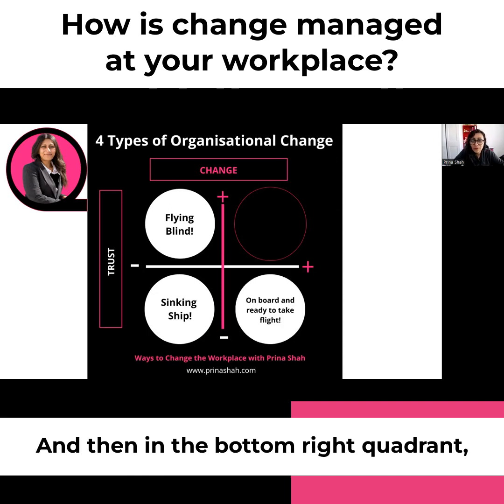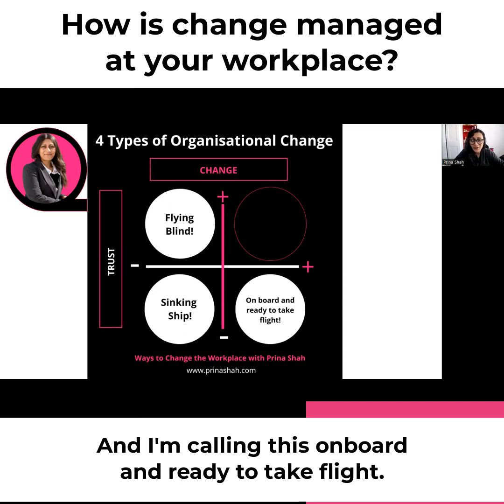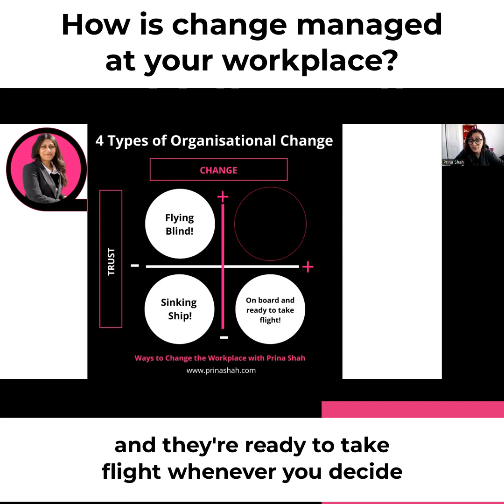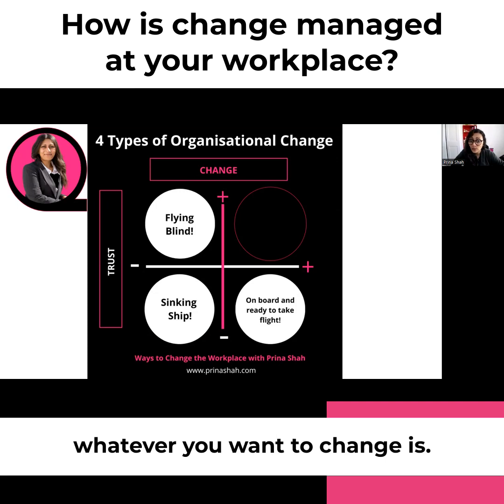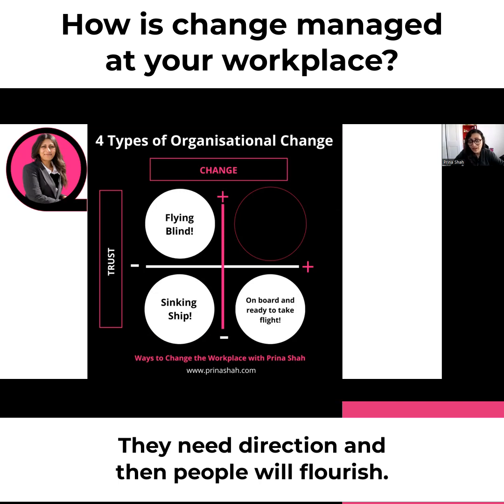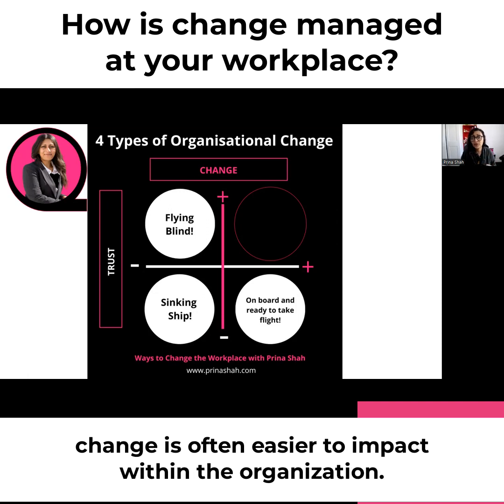And then in the bottom right quadrant, we have high trust but low change. And I'm calling this on board and ready to take flight. People are on board because of the fact that there's high trust, and they're ready to take flight whenever you decide whatever you want to change is. All people need here in this instance is someone to take charge. They need direction, and then people will flourish. So that is a potential for organizations where there's high trust already happening. Change is often easier to impact within the organization.